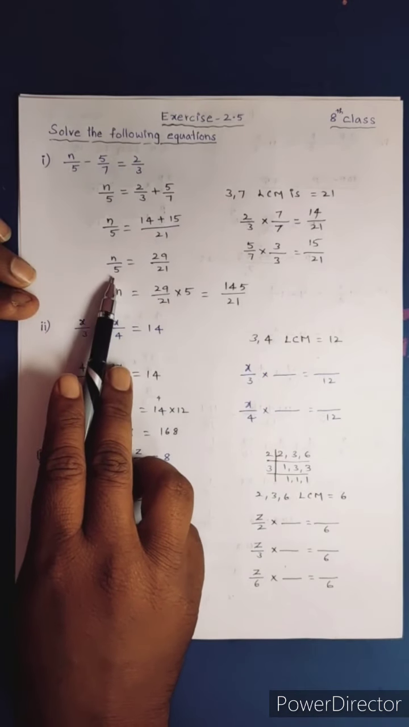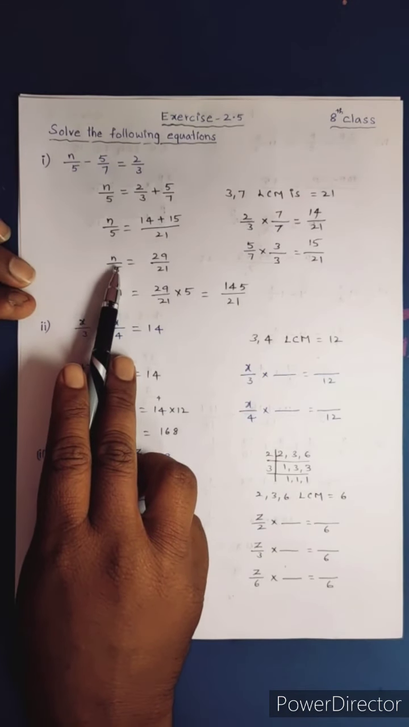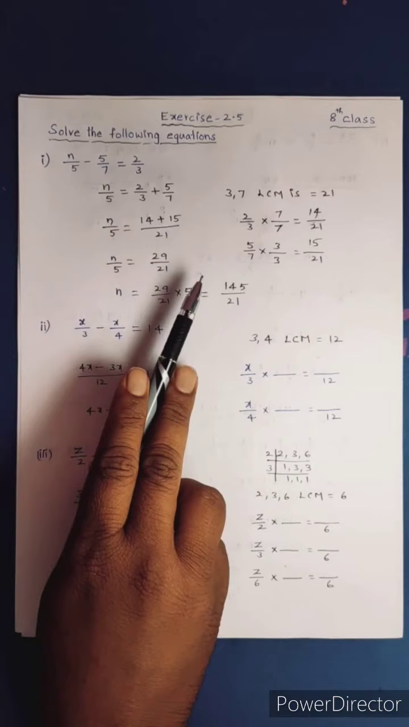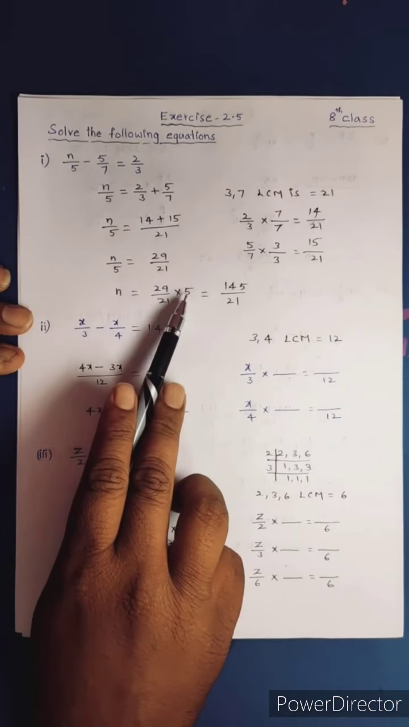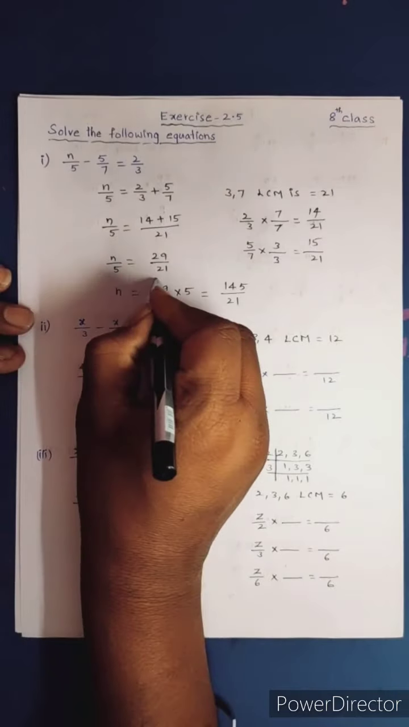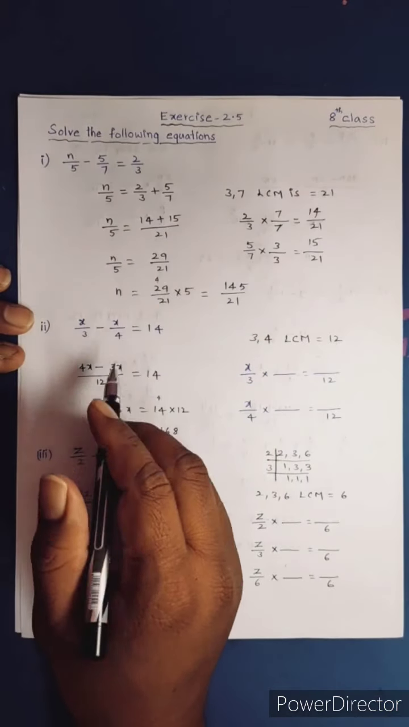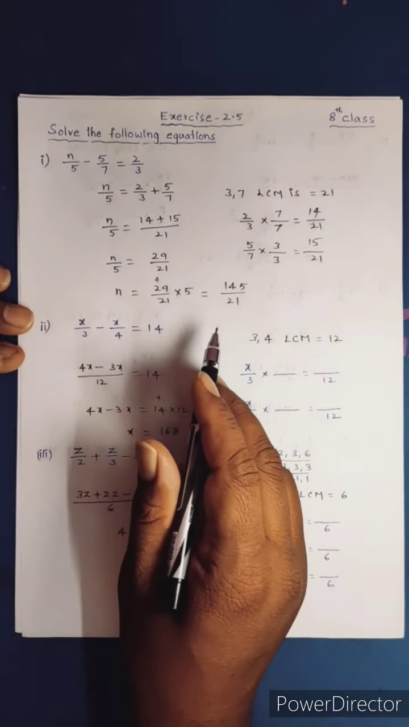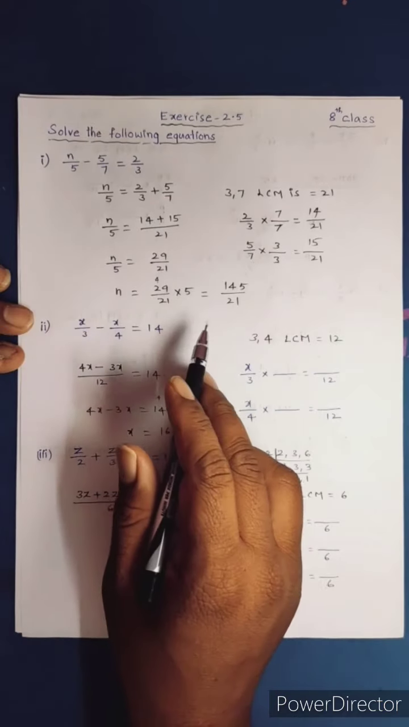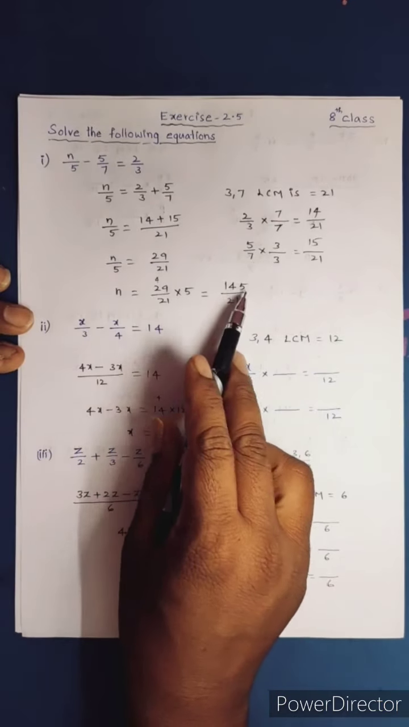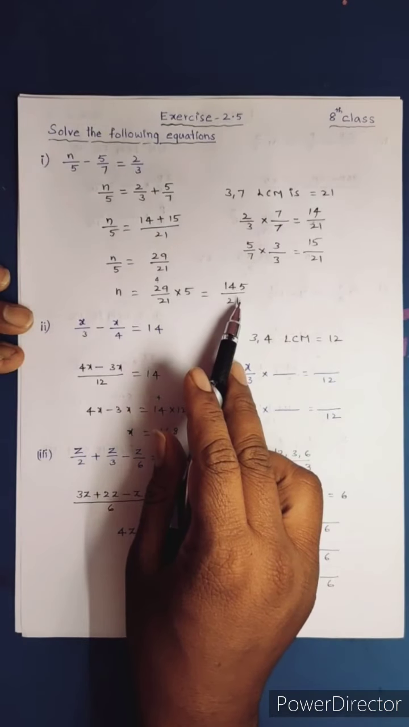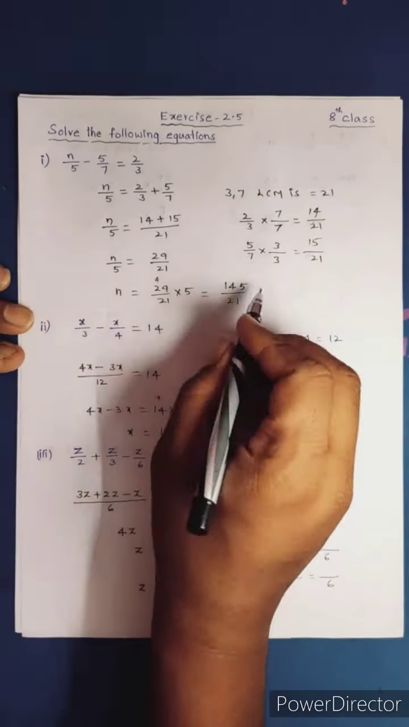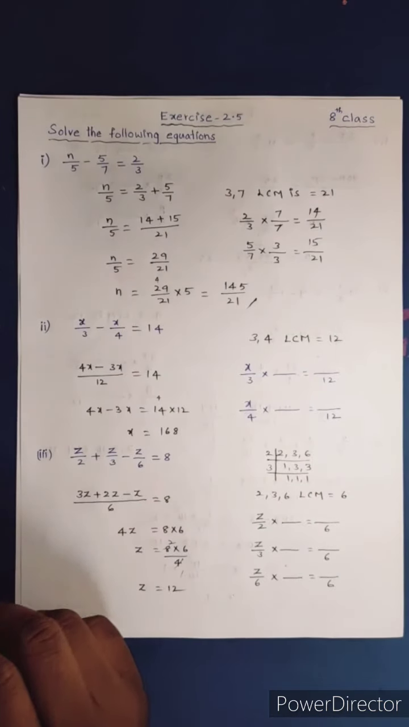Now one more constant, 5, is doing division here, so sent to the other side it becomes multiplication. 29 into 5: 5 nines are 45, 5 twos are 10 and 4 is 14. So 145/21. This number is not divisible by 3, so 145/21 is the answer.